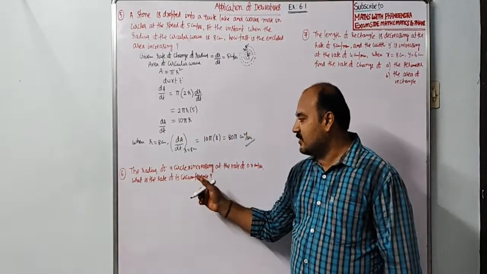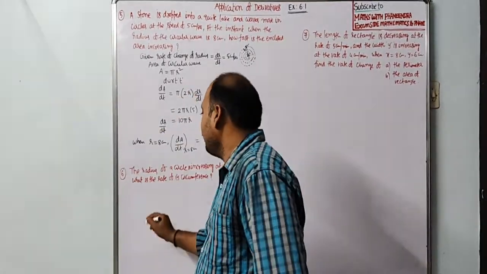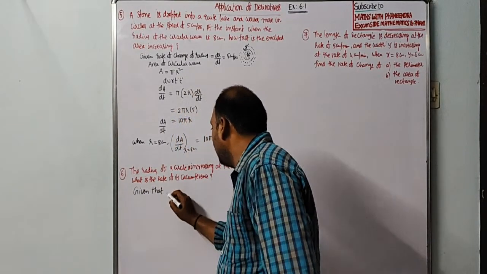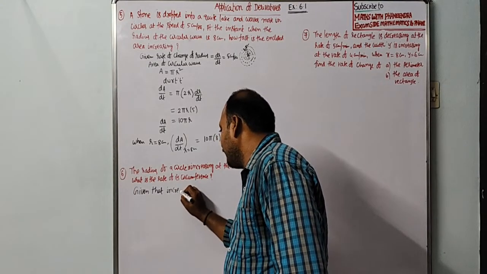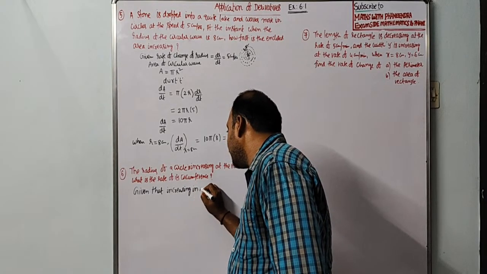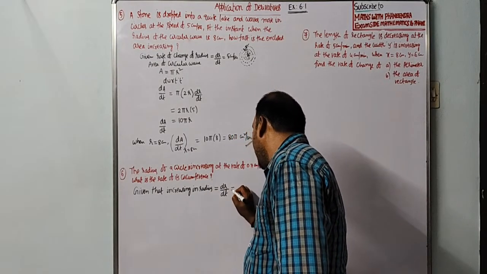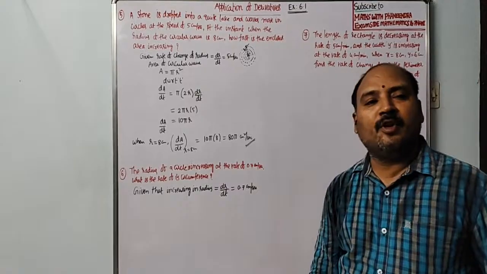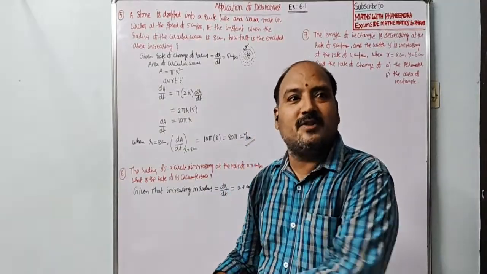The radius of a circle is increasing at the rate of 0.7. Directly it is given like this. Given that, increase in radius, dr by dt is equal to 0.7 centimeter per second. Increasing in radius means dr by dt. Rate of change of radius also has the same meaning.